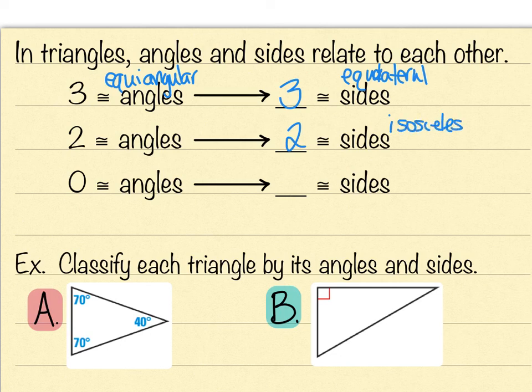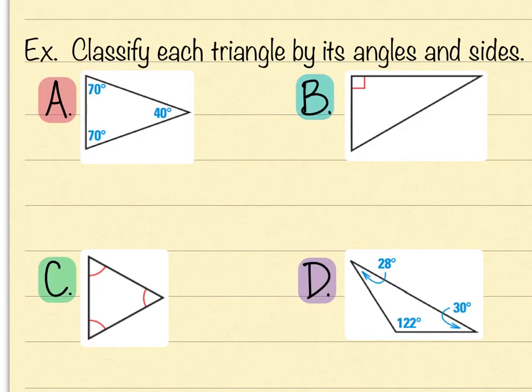And then if it has zero congruent angles, it will have zero congruent sides, which would make it scalene. So every scalene triangle has no sides that are the same, no angles that are the same. Every isosceles triangle has two sides that are the same and two angles that are the same. And every equilateral triangle has three equal sides and three equal angles. All right, this is just some extra practice classifying our triangles by angles and sides.